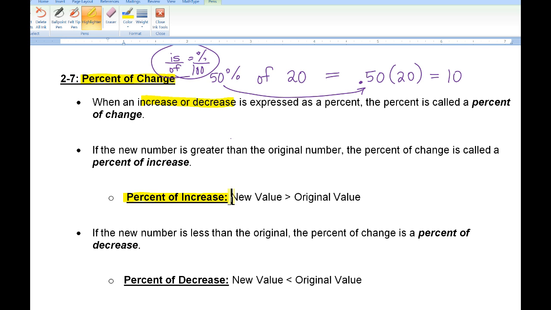If it's a percent increase, that means our new value is greater than our original value. So for example, when we go to buy a shirt at the store, the price tag that you see is not the same as when you go to the register. So the register, that new value is going to be bigger than the original because you had that percent added, that sales tax.